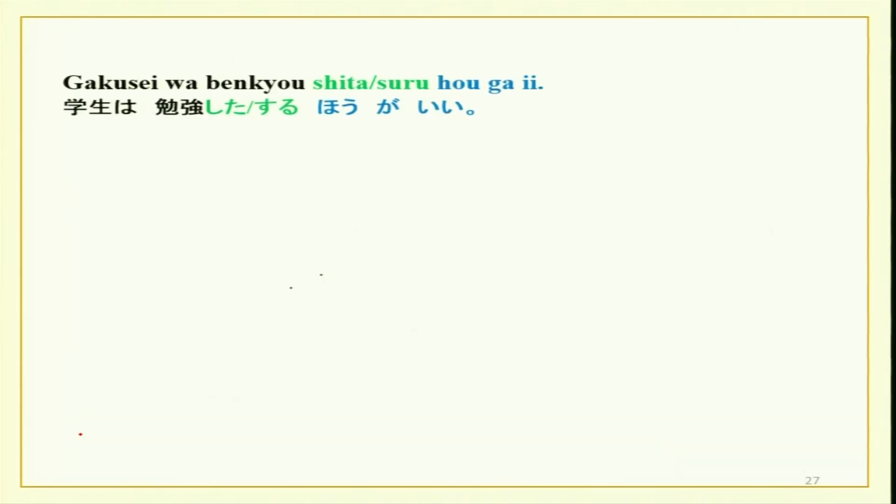Now let us see the sentences that are there. Gakusei wa benkyou shita hoga ii. So as a student, what are you supposed to do? You are supposed to do benkyou, to study. So shita hoga ii is a strong suggestion. If you say gakusei wa benkyou suru hoga ii, so it is like, okay, you are being very soft.